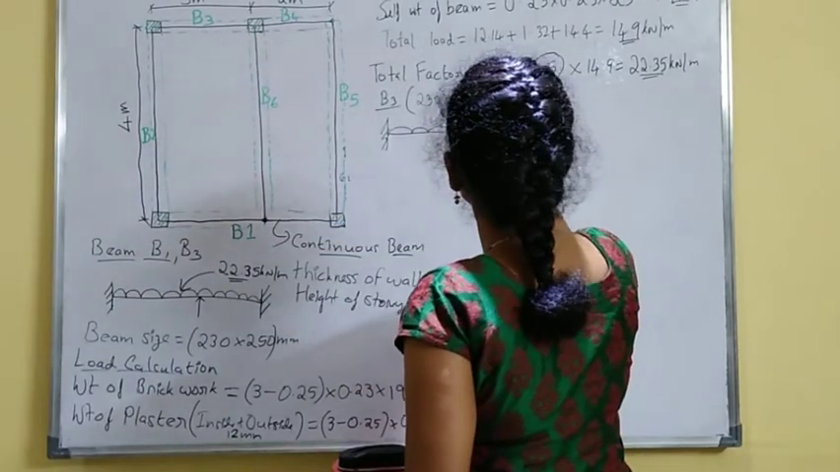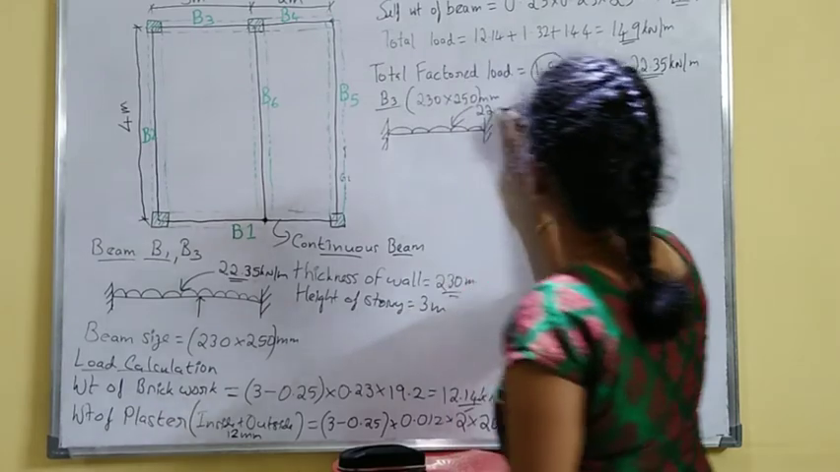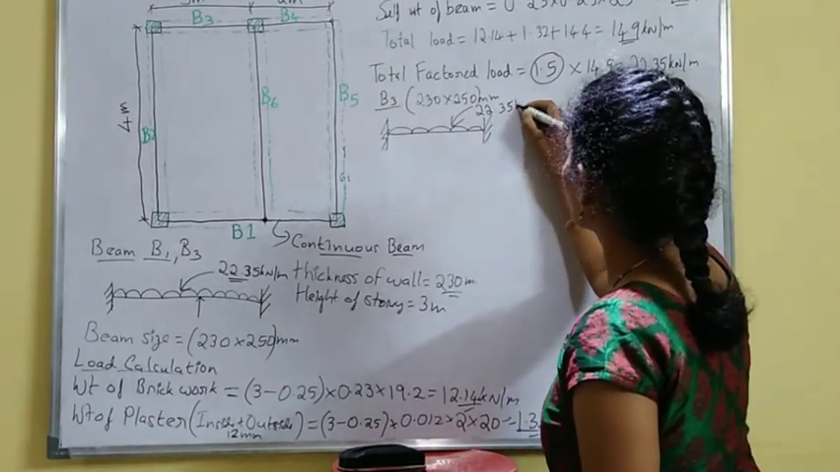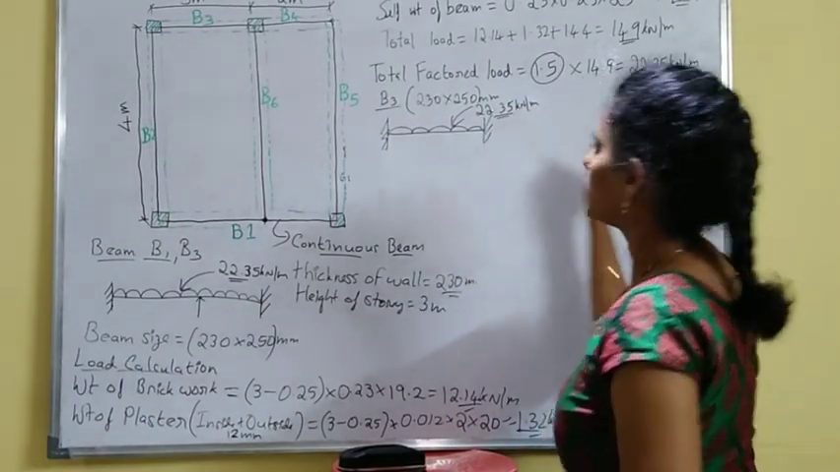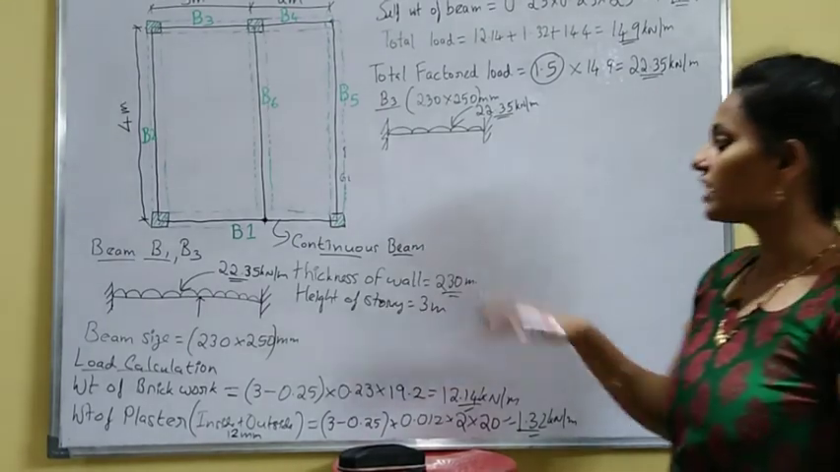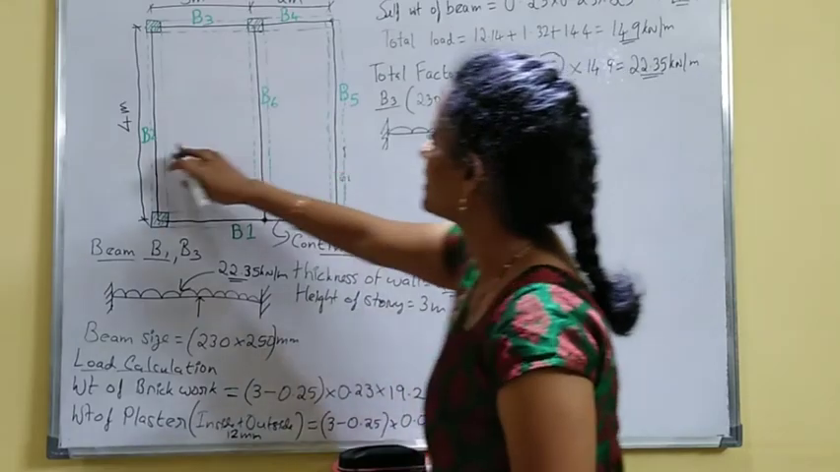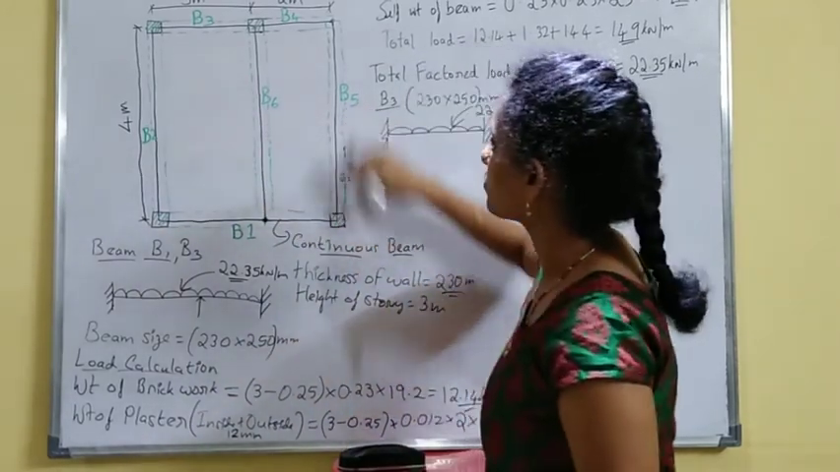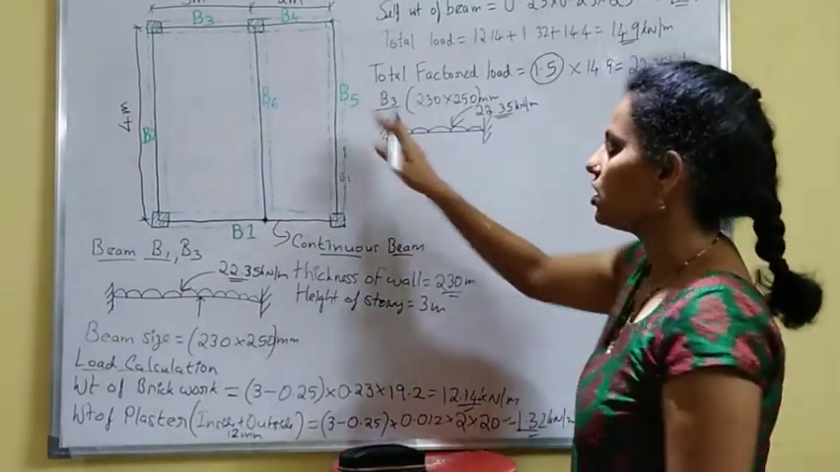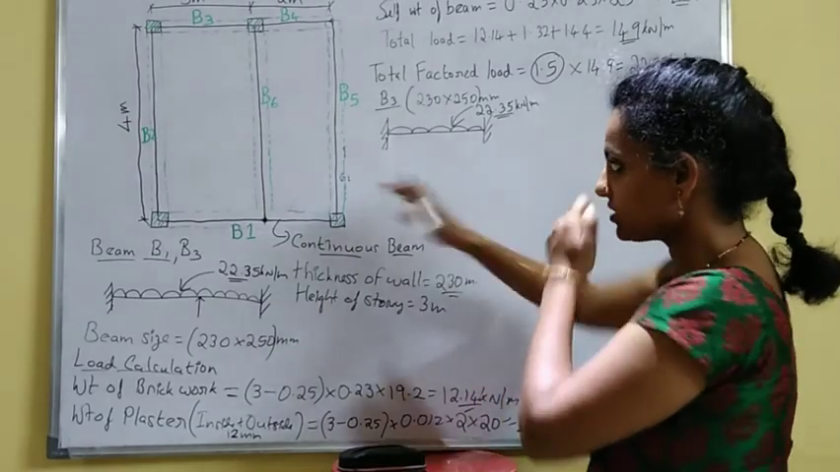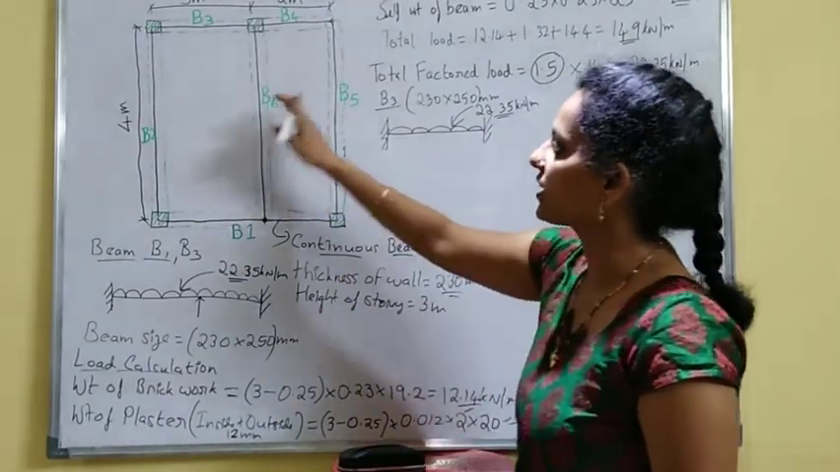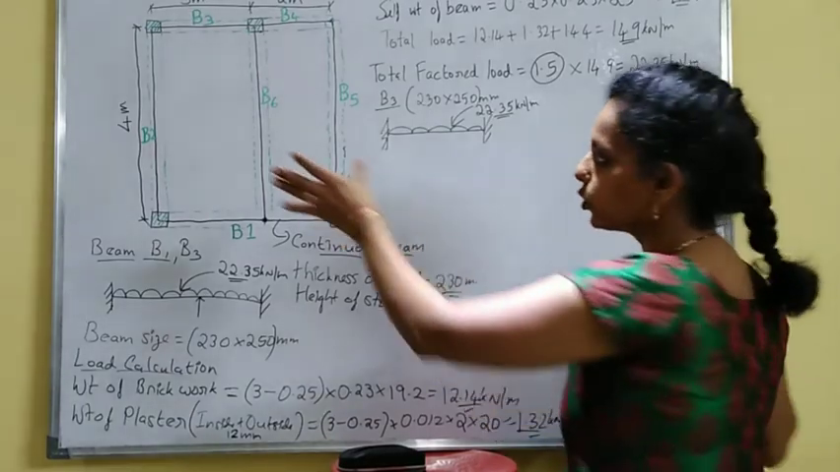So this is your B3 and your load is 22.35 kilonewton per meter. Okay. Next we will go to the next beam, that is club of beam 2, beam 6, B5. The span is 4 meter. So same size, because there is no slab load coming, so we can club those, or we can group these beams.